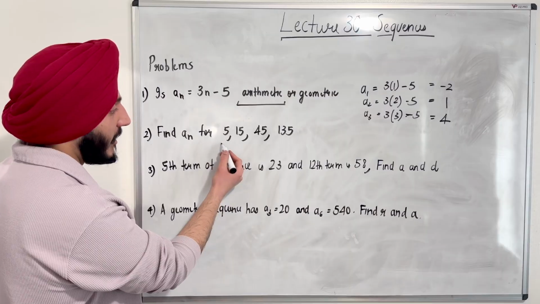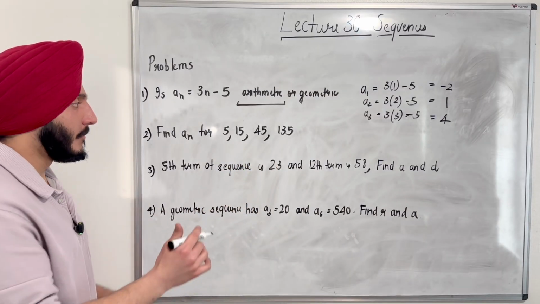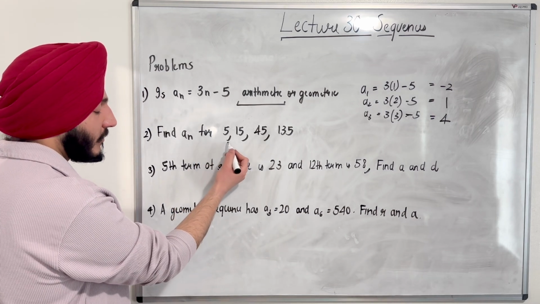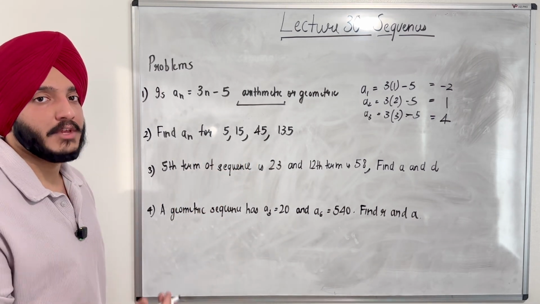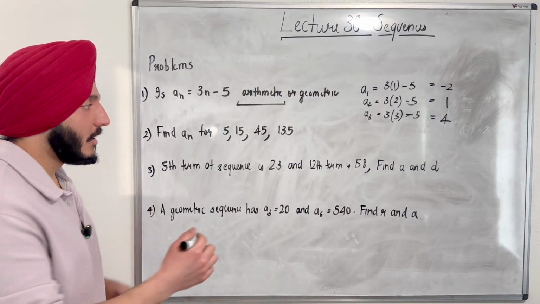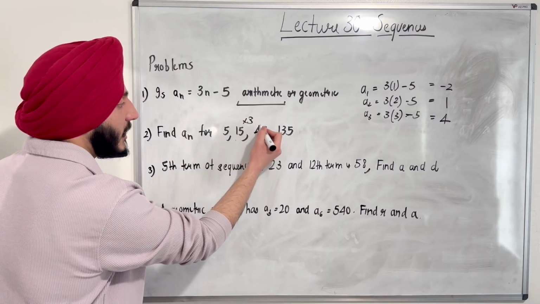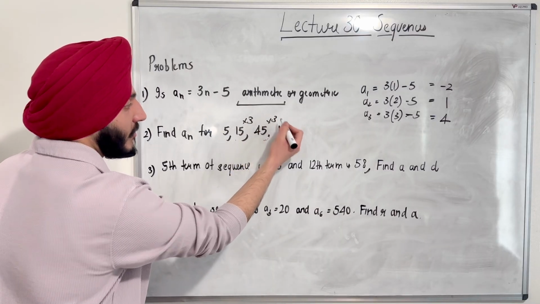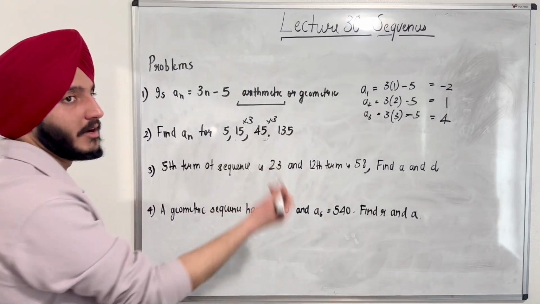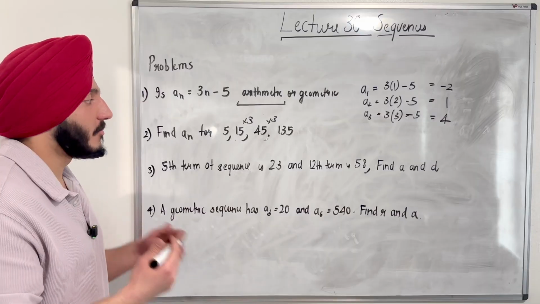Moving on, find an for the sequence. So the sequence is 5, 15, 45, 135, right? If you look at this carefully, how can we relate 5 to 15? If I multiply 5 by the value 3, it results in 15. If I multiply 15 by 3 again, it gives 45. 45 multiplied by 3 again gives 135, right? So what is this going to be? This is the geometric progression.